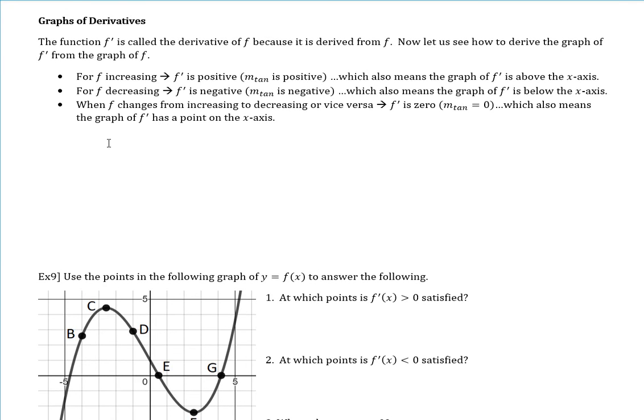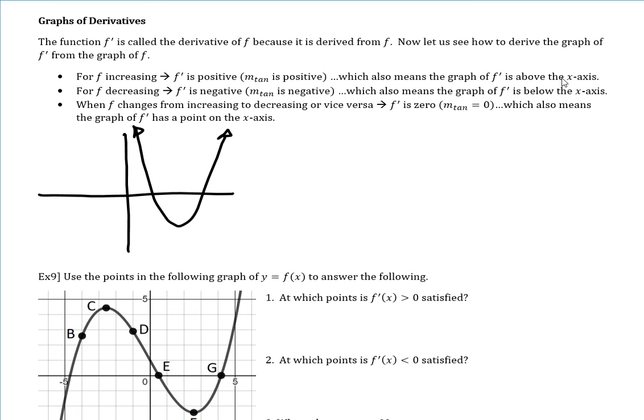Okay, and what it comes down to is, again, a couple of bullets where it says for f increasing, we would have f prime is positive. So the slope of the tangent is positive, which also means the graph of f prime is above the x-axis. Okay, and we'll kind of break those down. Let me just go ahead and make a sketch here where I have a parabola. I think this would be the easiest way to look at it.